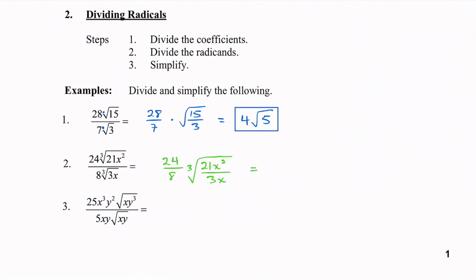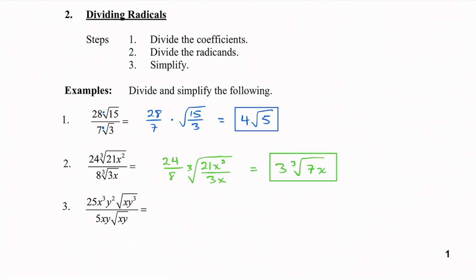So simplifying this, 24 over 8, that's just going to give me 3. And then inside my cube root, 21 divided by 3 is 7. And then x squared divided by x is just an x. So that's my final answer. Oftentimes with dividing radicals, whatever you get in the end, there won't be really any simplifying that you can do once you actually do the division. With multiplication, a lot of the time after you multiply, you can simplify it down afterwards.